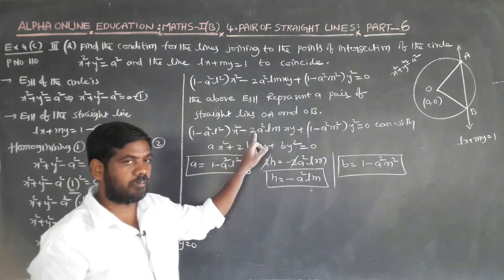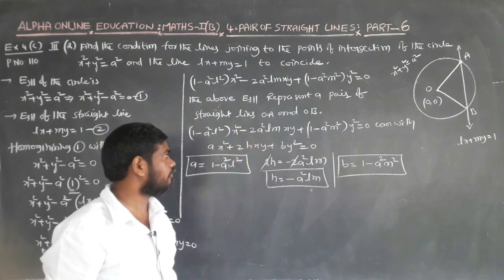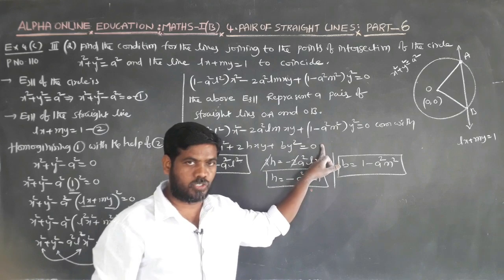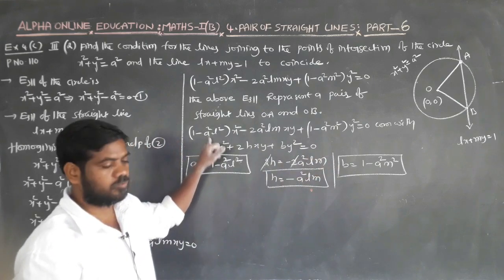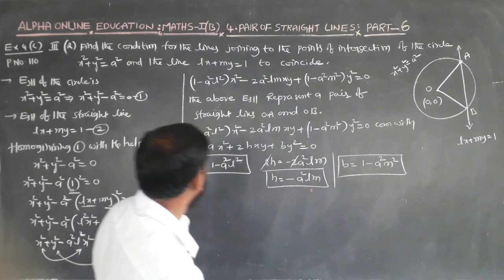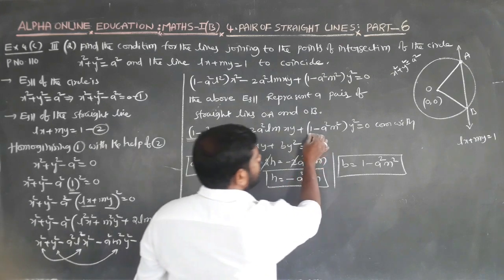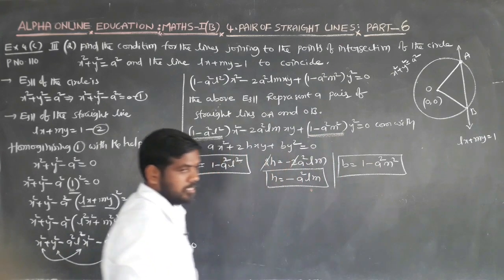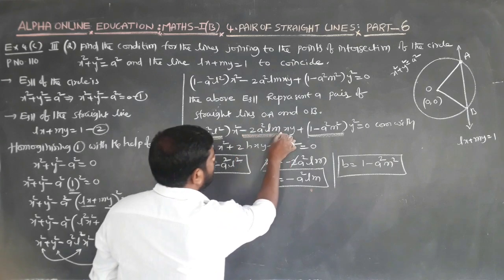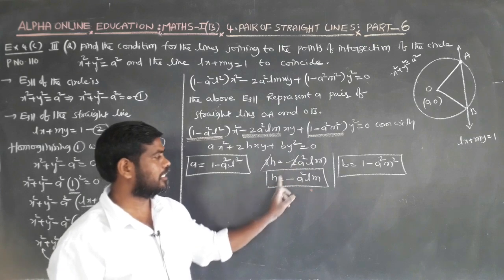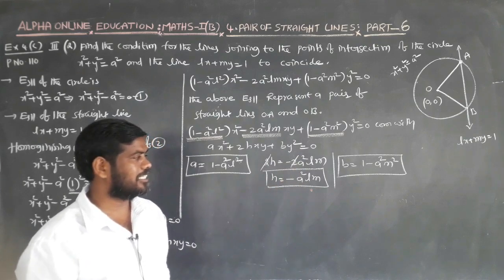Given equation compared with the general equation ax square plus 2hxy plus by square equal to 0: a is equal to 1 minus a square l square, b is equal to 1 minus a square m square, 2h is equal to minus 2a square lm. 2 gets cancelled. h is equal to minus a square lm.